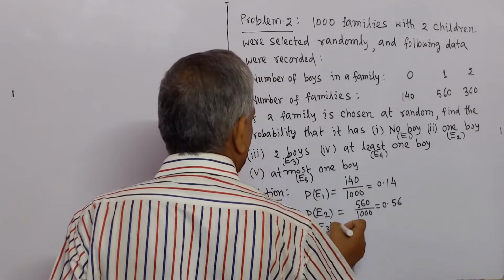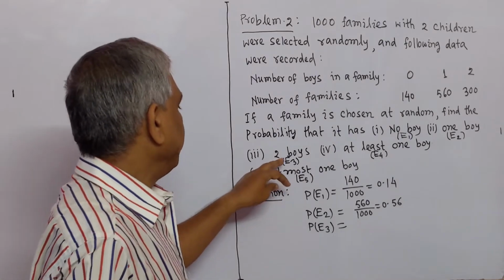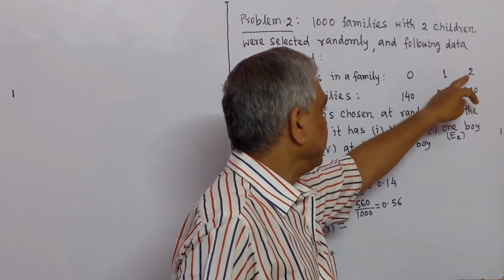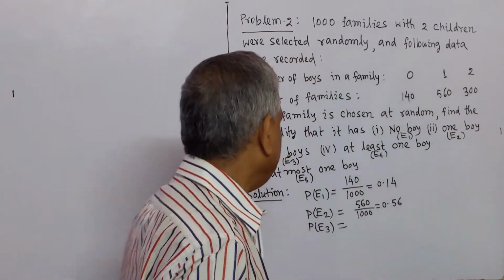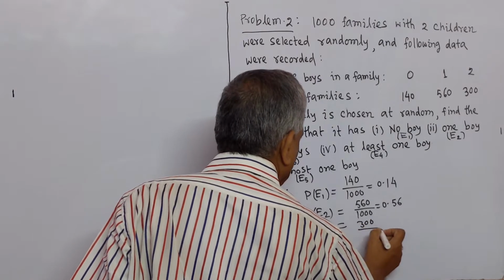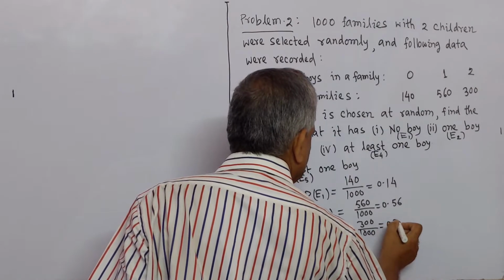E3 be families with two boys. Number of families is 300. 300 by 1000. This is 0.3.